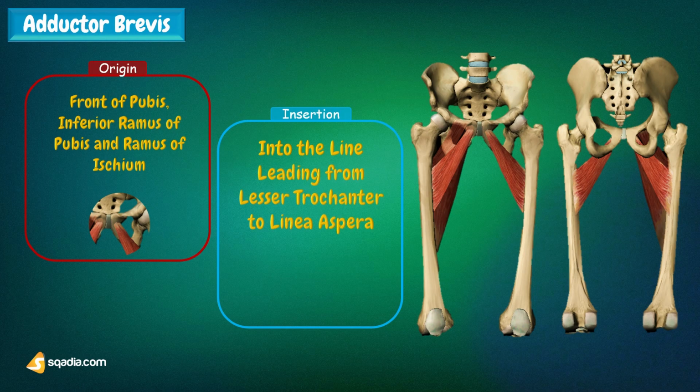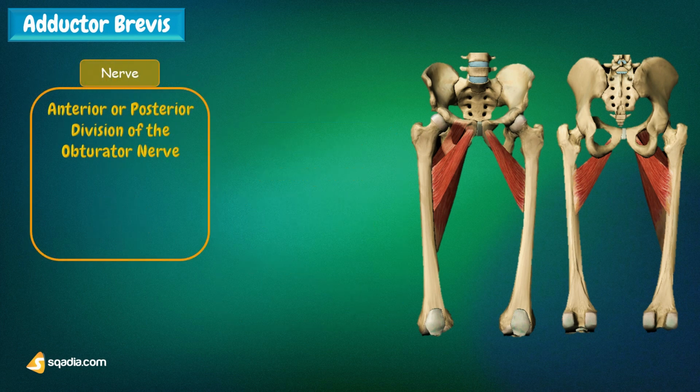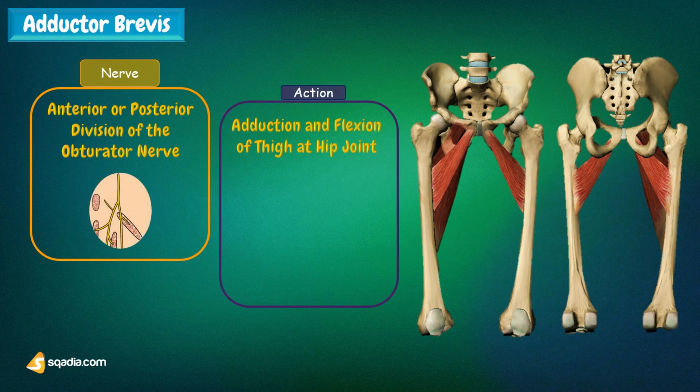The fibers of the adductor brevis are then inserted at the line extending from the lesser trochanter to the upper part of the linea aspera. This muscle is innervated by the anterior or posterior division of the obturator nerve. The muscle brings about adduction and flexion of the thigh at the hip joint.